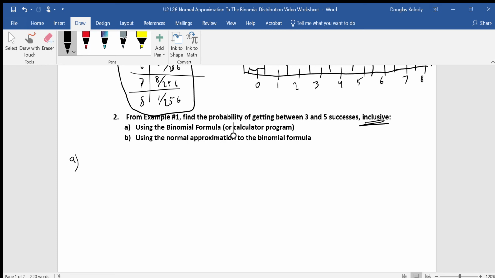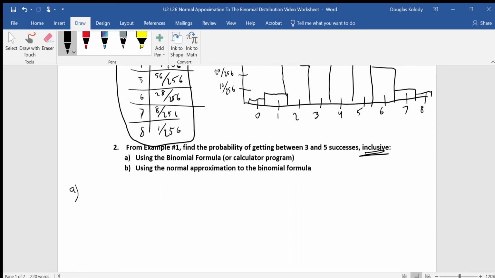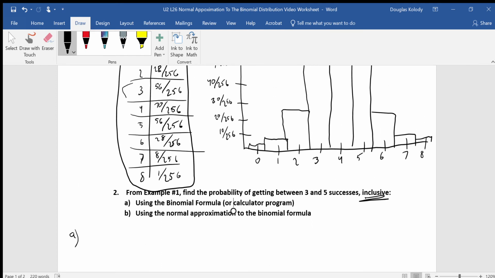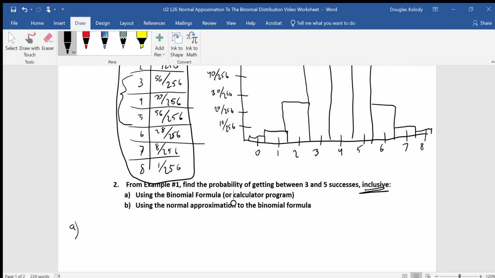To be honest, I'll use the calculator program, but I want to use this first. 3 and 5 successes. Let's use our probability distribution. Isn't this just the probability of between 3 and 5 successes? Let me just take those 3 fractions. Let's take 56 out of 256 plus 70 over 256 plus 56 over 256. And if I add those up, I get 0.71099375. Or, as a fraction, it's 91 over 128.